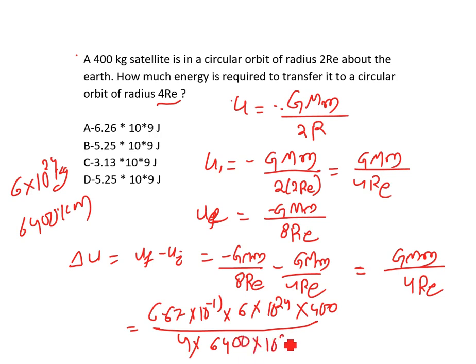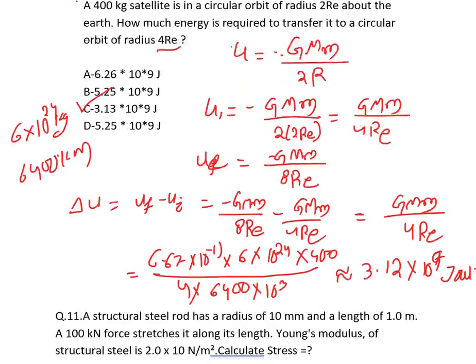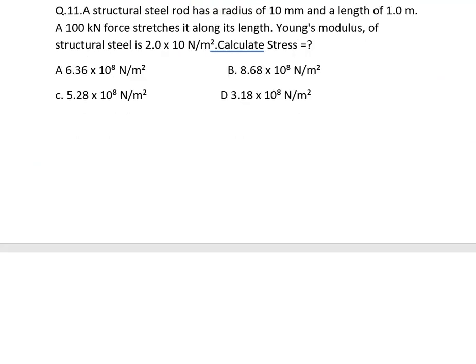I have to write in meter, so 10 to the power 3 meter. So if we calculate all these values, by simple calculation it will become 3.12 into 10 to the power 7 joule, because energy we write in joule. Which is matching with option C. Sorry, it's option 9, so it's 3.12 into 10 to the power 9 joule. Okay, clear? So next question, question number 11.